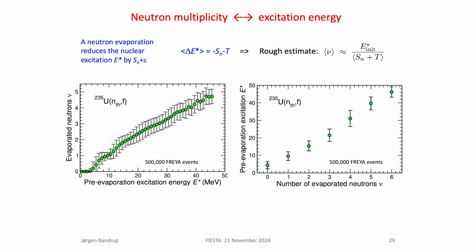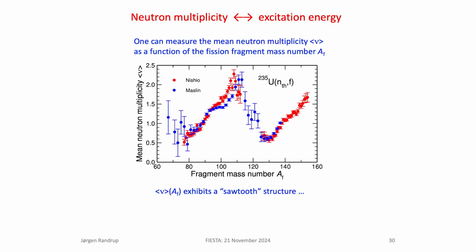And conversely, if you measure the number of evaporated neutrons, which is more like what you do, then you could try to deduce back what could the excitation energy in the fragment have been. And you can see it goes like this, right? So we're going to use that. You measure the neutrons and then you use this to guess or to find out what is the average excitation energy in the initial fragment, and then you go from there.